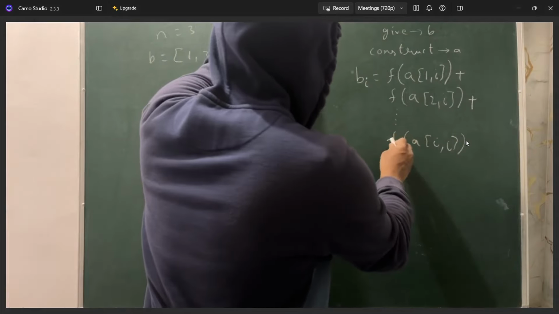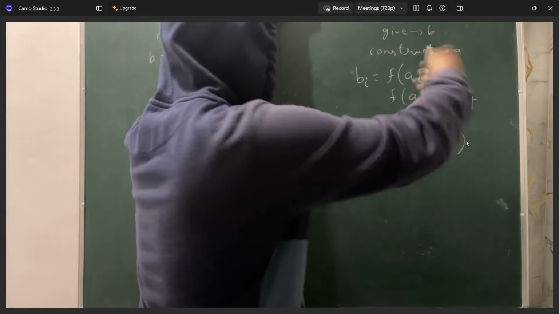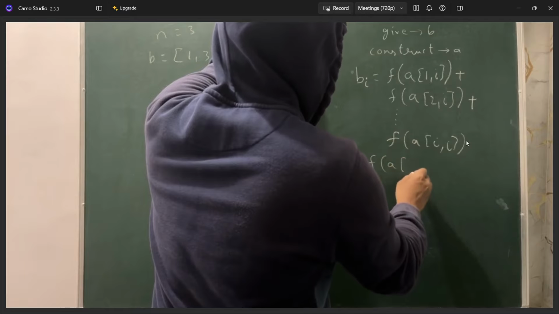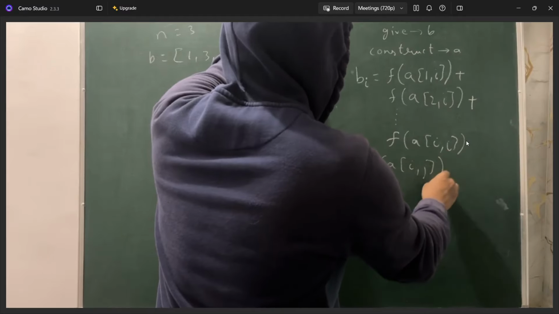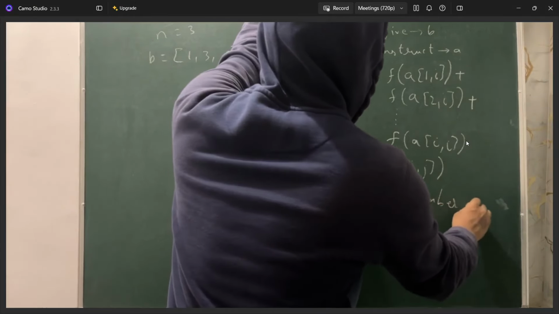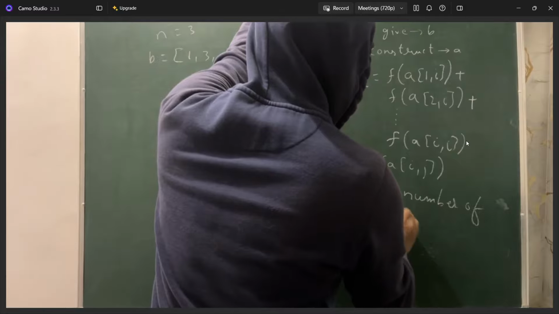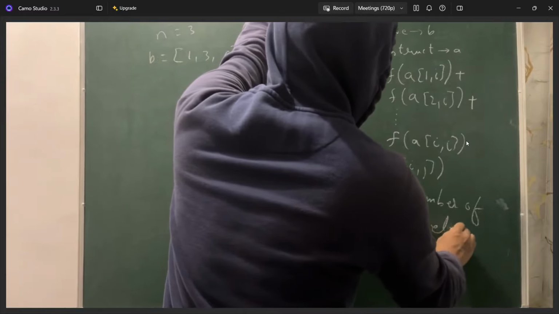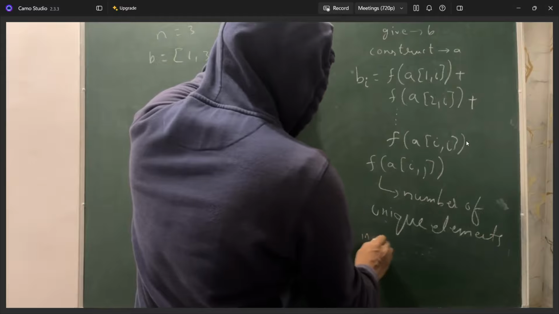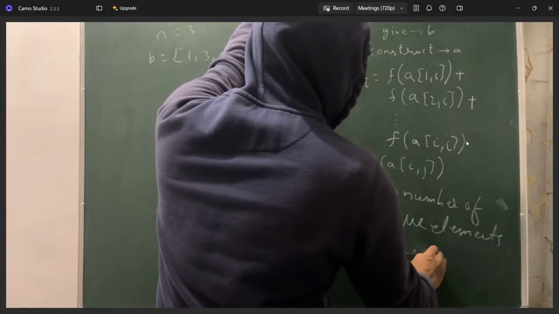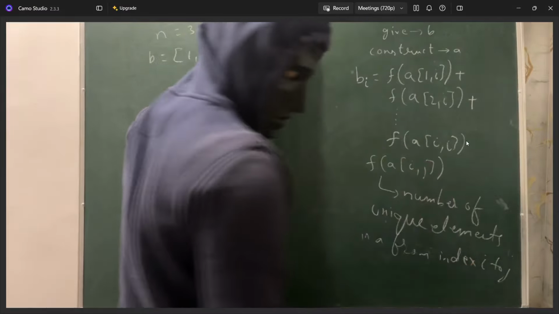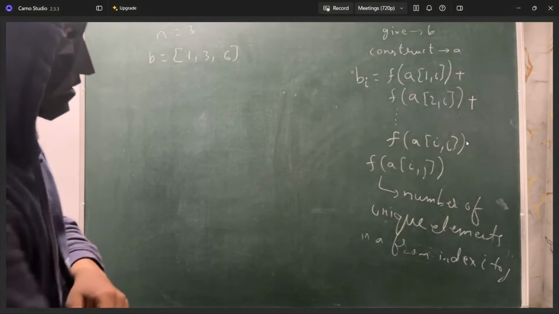It is just an observation problem. If we observe carefully, it will happen. And what is f of A of, let's say, I to J? This is basically the number of unique elements in A from index I to J. I think you have understood.